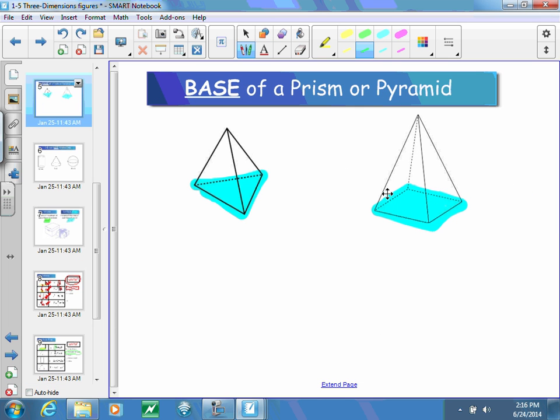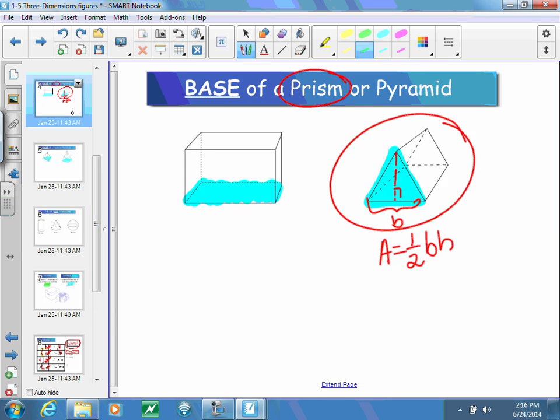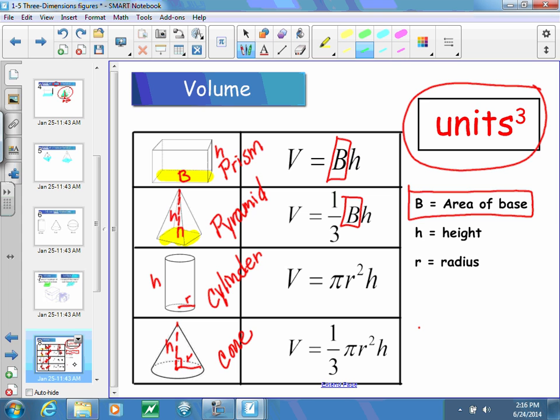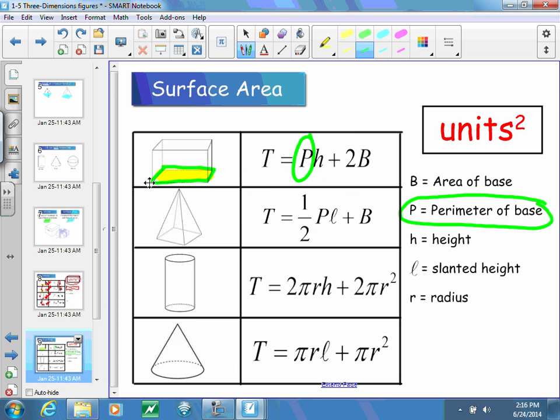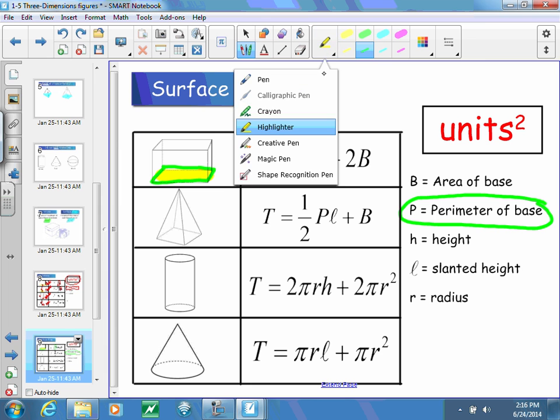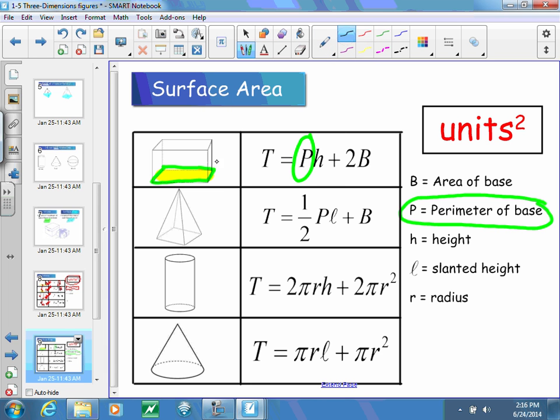Now again, if you're working with a triangular prism, I might have to find the perimeter of the triangle. It depends on what type of shape you have for your base. So finding the perimeter of that triangle times the height, which is how tall our prism is, plus 2 times the area of the base. The area of the base is the inside, which I have shaded in yellow.